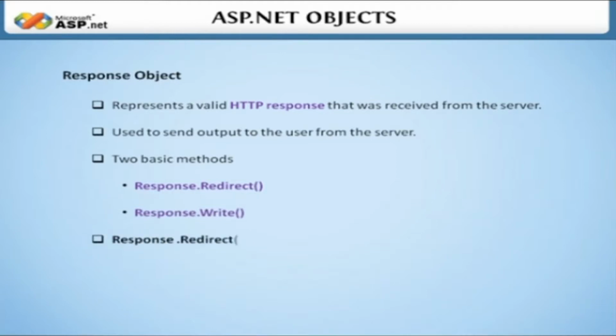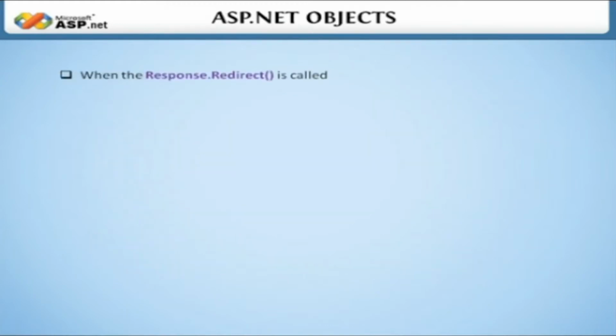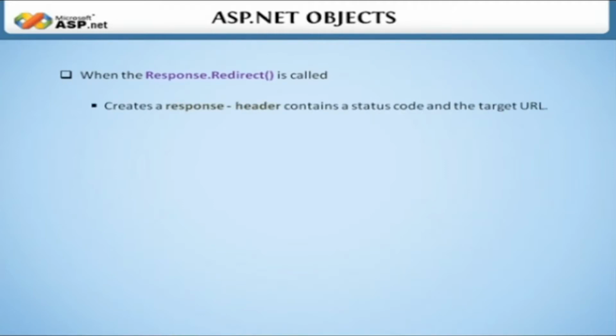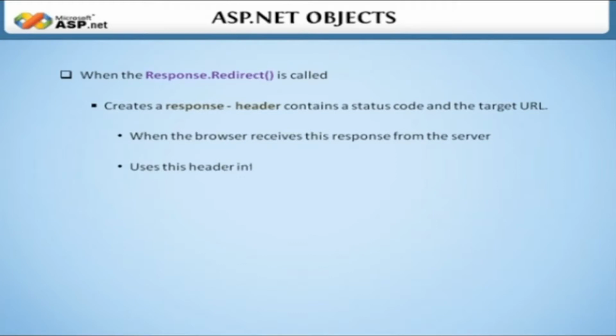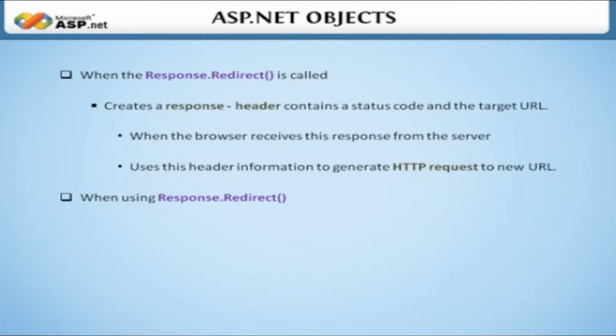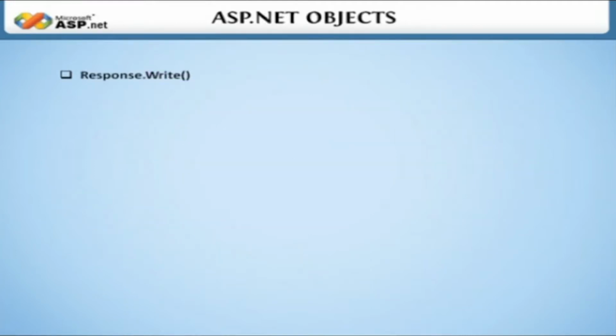Now, response.redirect method acts as a hyperlink to open a requested page from the current page. When the response.redirect method is called, it creates a response whose header contains a status code and the target URL. When the browser receives this response from the server, it uses this header information to generate another HTTP request to the new URL. When using response.redirect method, it invokes two round trips to the server. First, it requests an original page, and then it requests the redirected page.